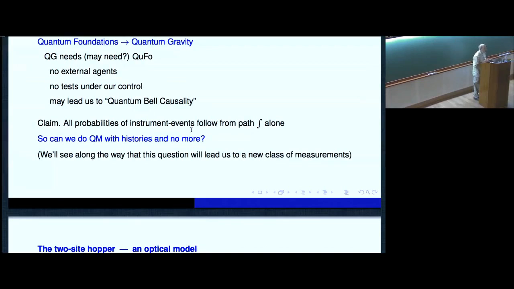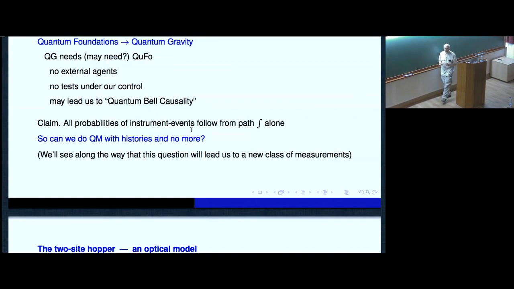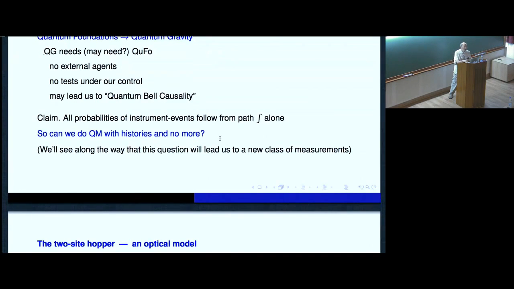And since the path integral allows us to compute a measure for every event, and since that measure can be interpreted as a probability in the case of instrument events, it gives us the answer directly without going through these other formulas. So that raises the possibility, and the question that I put here: can we do quantum mechanics with histories and nothing more? That's what I mean by a histories-based quantum mechanics.